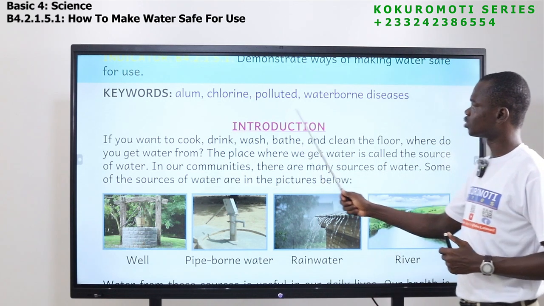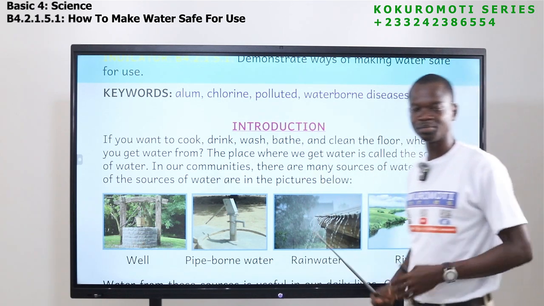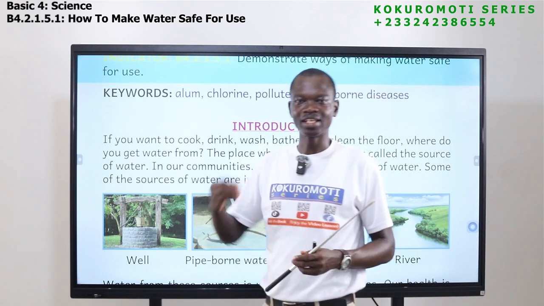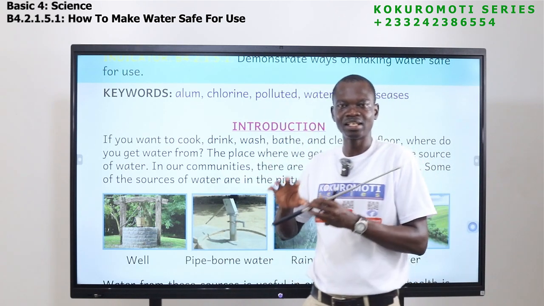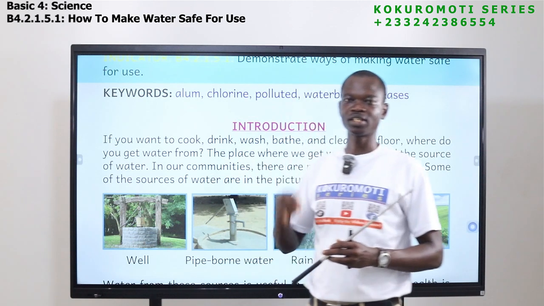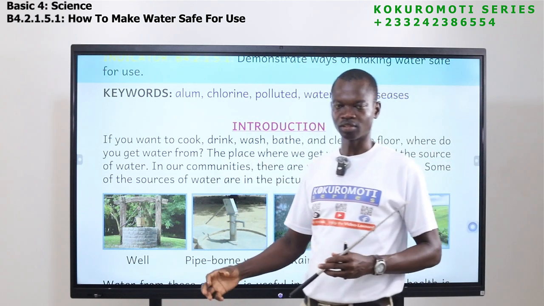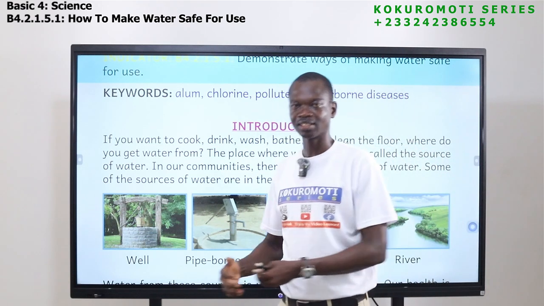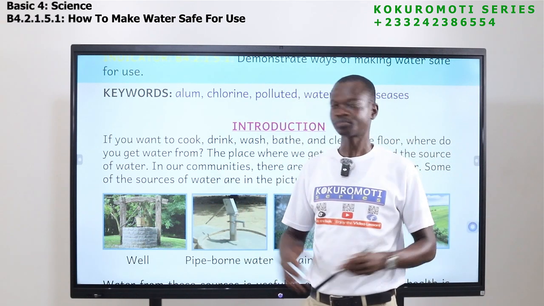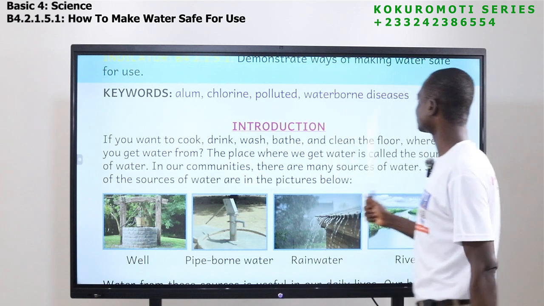The next one is polluted. If something is polluted, it means it is contaminated. It contains dirt, it contains some particles that make it harmful. So if water is polluted, it means the water contains some particles that make it unclean. The next word is waterborne diseases.